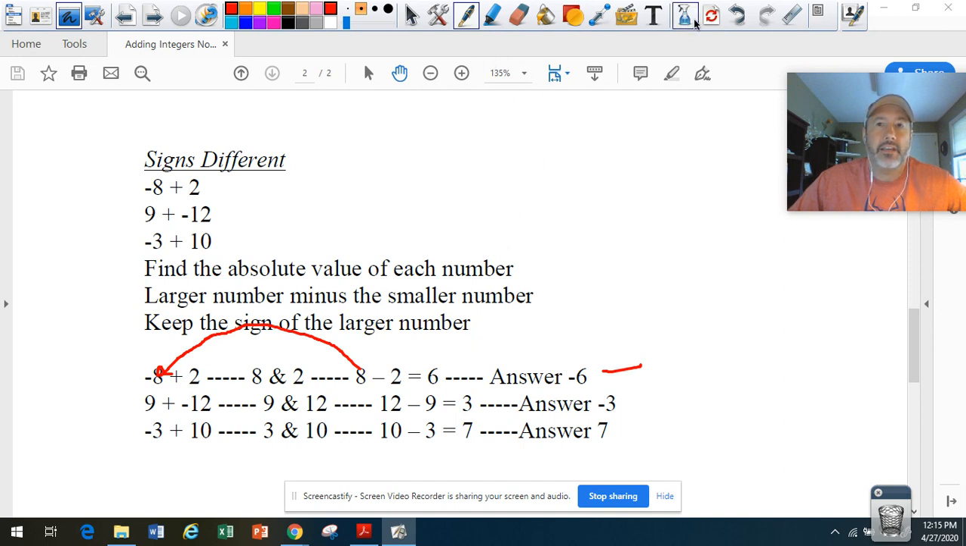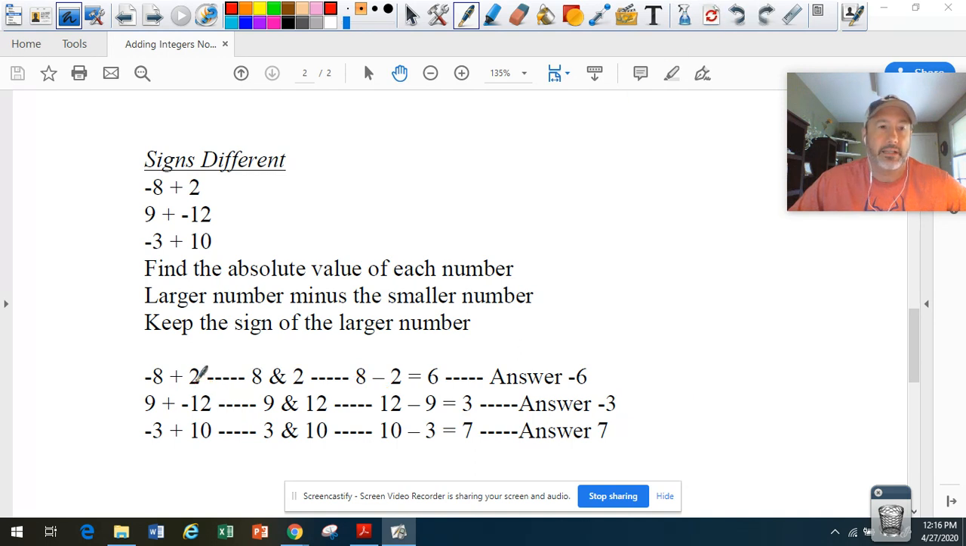Okay, let's try the next one here. We have 9 plus -12. First of all, absolute value of 9 is 9. Absolute value of -12 is +12. Okay, take the larger minus the smaller. 12 minus 9 is 3. Good. Okay, third rule says, hey, take your larger number. What is the sign of that? So if I take my 12, I take a look. What is that 12? That 12 is negative. So guess what my answer has to be? Negative also. So my answer here was 3. So the answer has to be now -3.